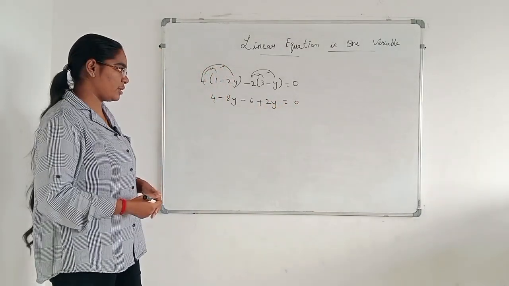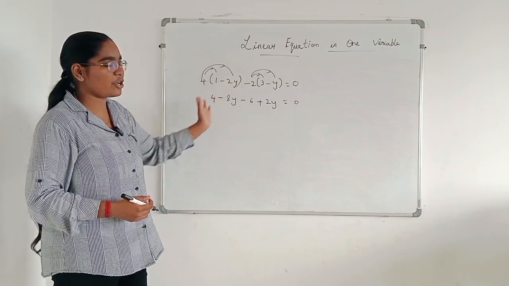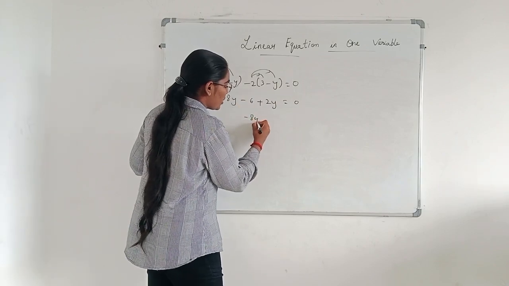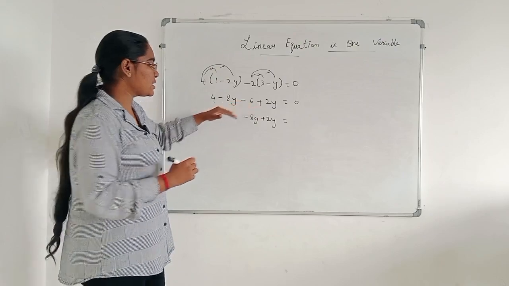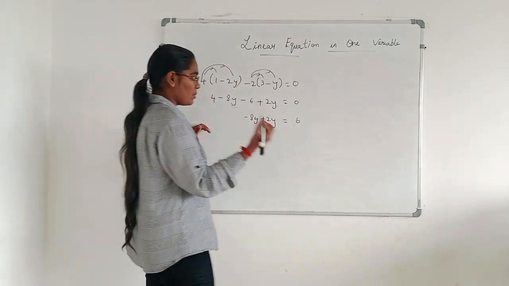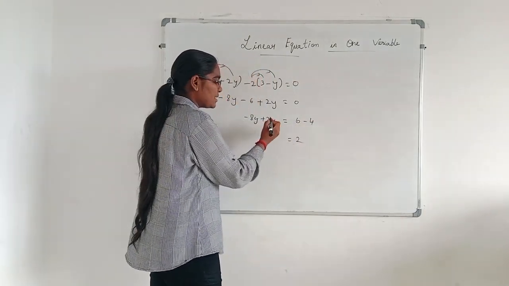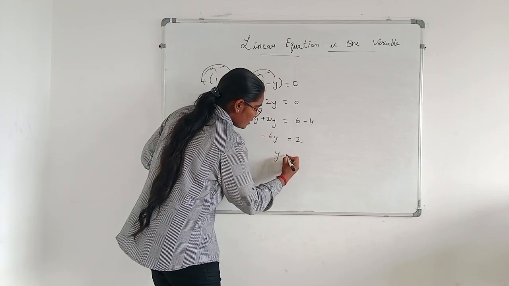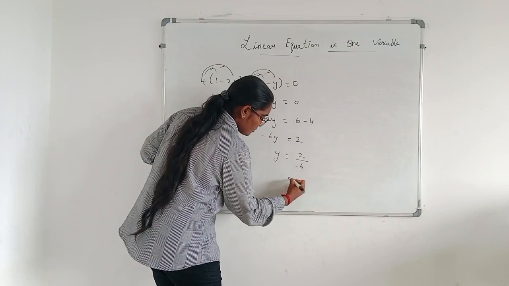Then as usual, this variable should be on one side and the other term should be on the other part of this equation. So minus 8y plus 2y equal to this minus 6 will become plus 6 and this plus 4 will become minus 4. So 6 minus 4, 2; minus 8y plus 2y, minus 6y. So y equal to 2 divided by minus 6.